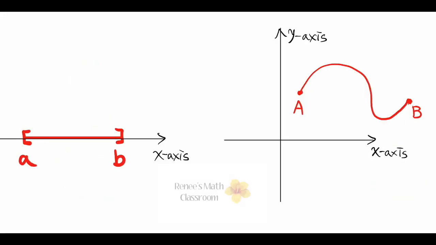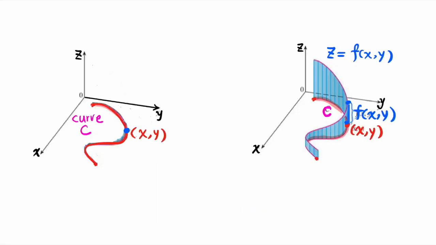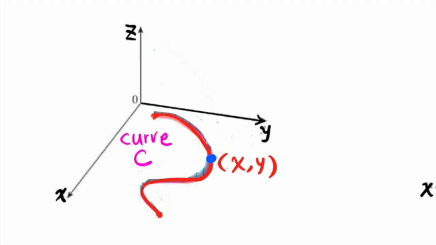Now think of this. Instead of integrating over this line segment from A to B, we're going to integrate over a curve from this point A to this point B on the xy plane. Let's call this curve C. Here we have a function z equals f of x and y. When we integrate this function over this curve C, that is called a line integral, although curve integral would be a better terminology.